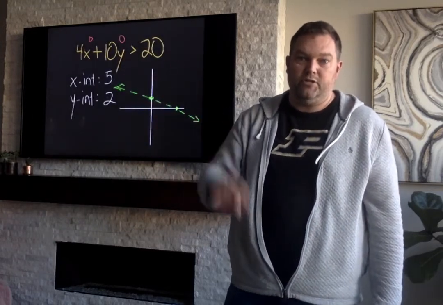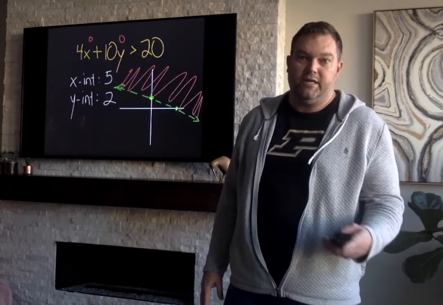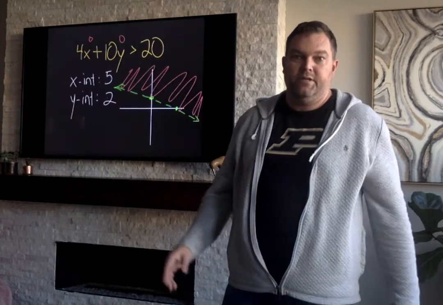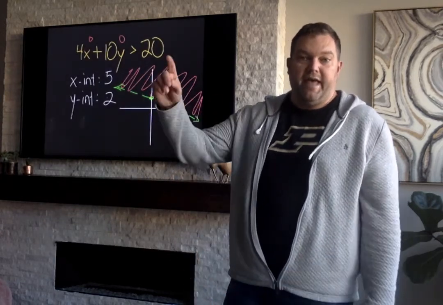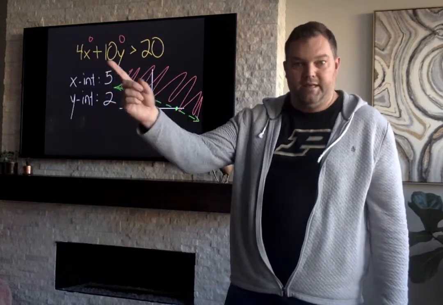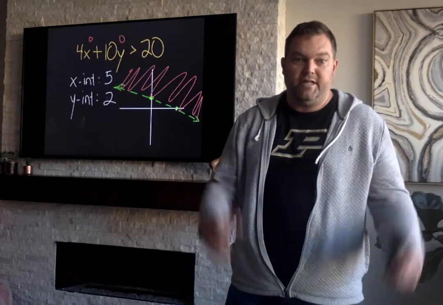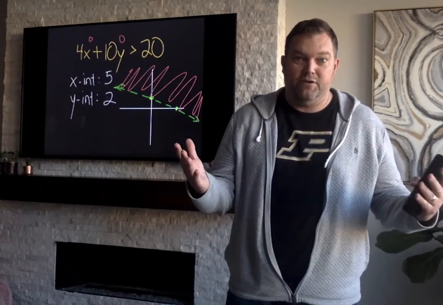So you'll see I'm going to shade in the top of this line, representing all of the points that will work. Every point that's covered by this shading, that ordered pair, wherever you are, plug it in for x and y, and it will work. So that's how we do graphing linear inequalities. That's all I've got for you today.